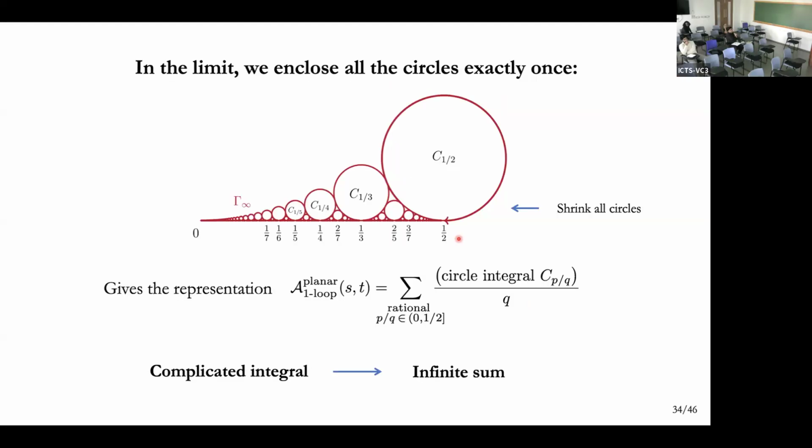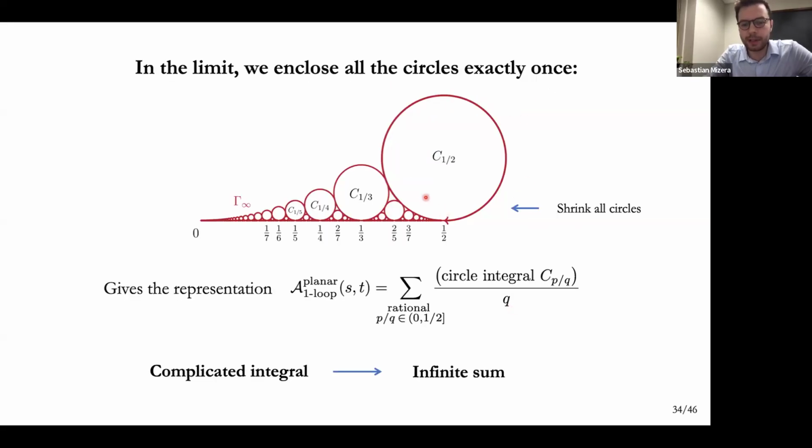Sorry, how did the 1 over q come? Is it easy to see why there's a 1 over q in this sum? No, it's not that easy to see. Okay. This comes from the integrand; you would have to study it and look at how exactly it looks.